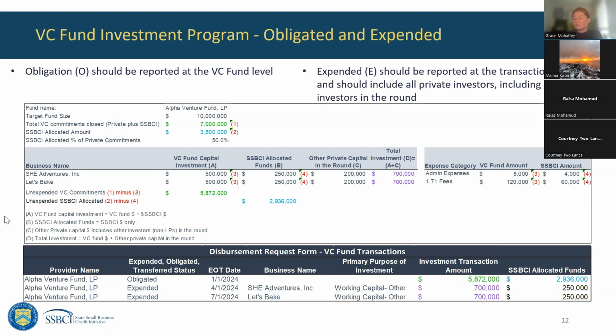When reporting the investment transaction amount on the disbursement request form for this obligation, the total VC fund commitment should be reduced by the amount of the expended transactions, the VC admin fund expenses, as well as the 171 fund services cost to portfolio companies. I know this may sound complicated, but Grace will cover this transaction during her demonstration on the disbursement request form, also during the demonstration of the fund investment disbursement worksheet, and we can answer any questions during this training. All right, next slide, please.